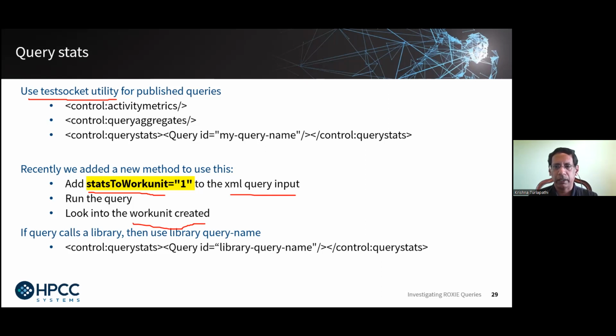Now, if your query makes a call to the library, you can get the query stats for this by specifying the library name as the query ID and using the query stats option.